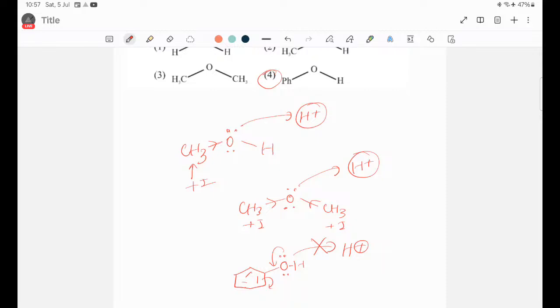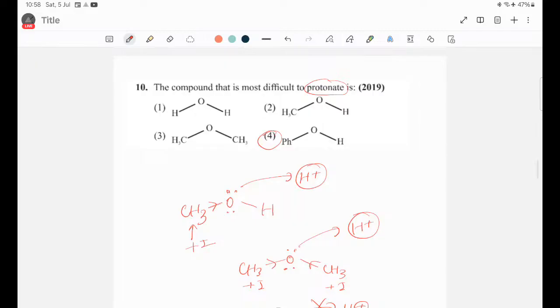higher. But now the lone pair electron density over oxygen is a little bit decreased. Why is it decreased? Because it is involved in the resonance with the phenyl ring. So that's why it cannot attack the H plus in a faster way, and the protonation will be slower. So definitely for this question option 4 will be correct.